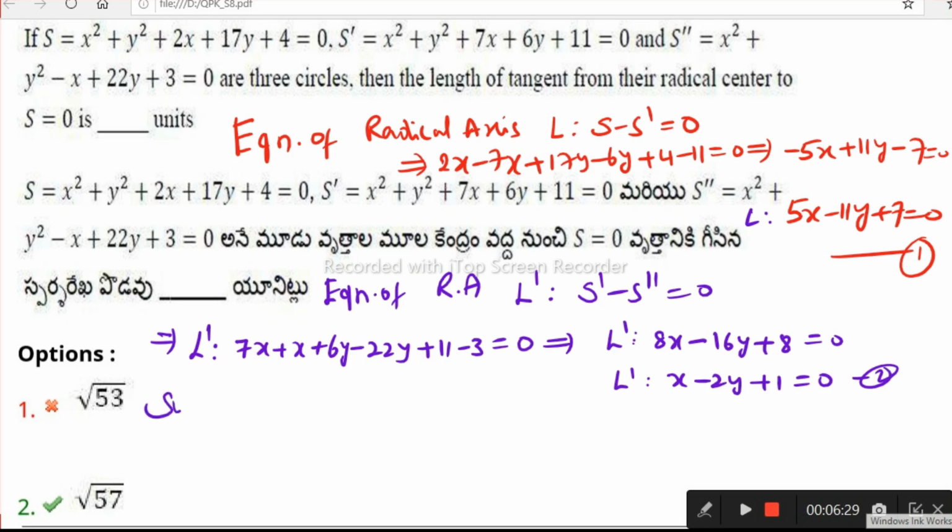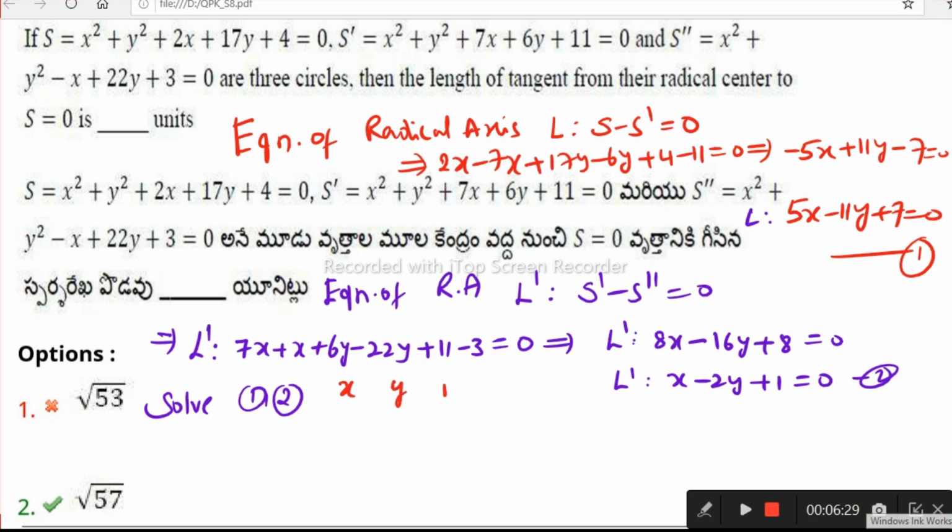How can you solve 1 and 2? Use the cross multiplication method, it is better. Cross multiplication we already did many times, right? We can find the radical center by solving 1 and 2. Just use the cross multiplication method like this.